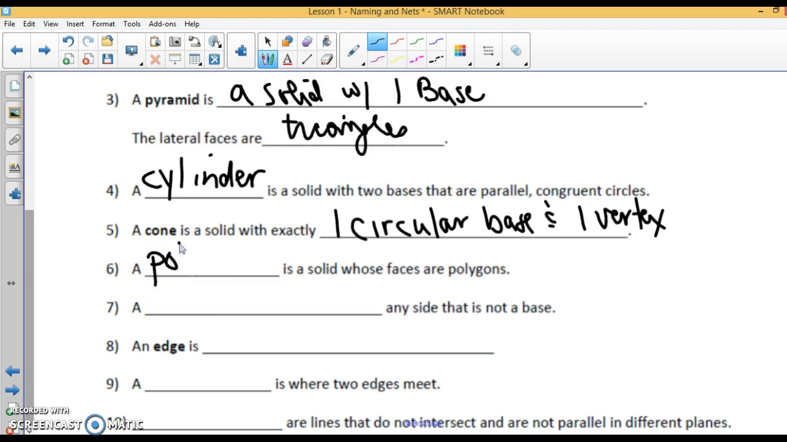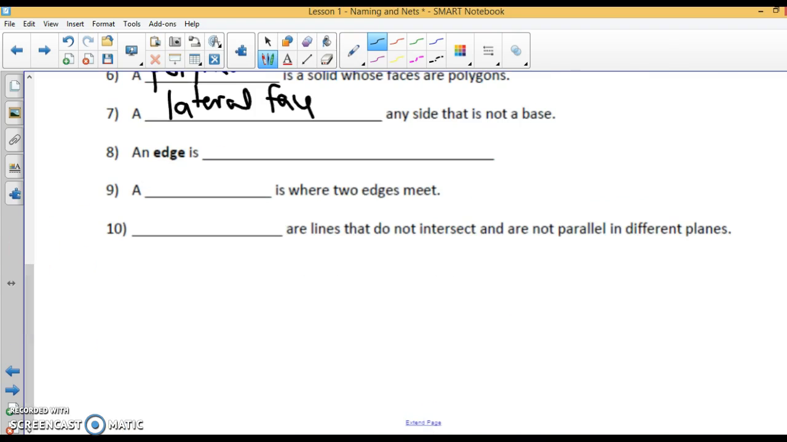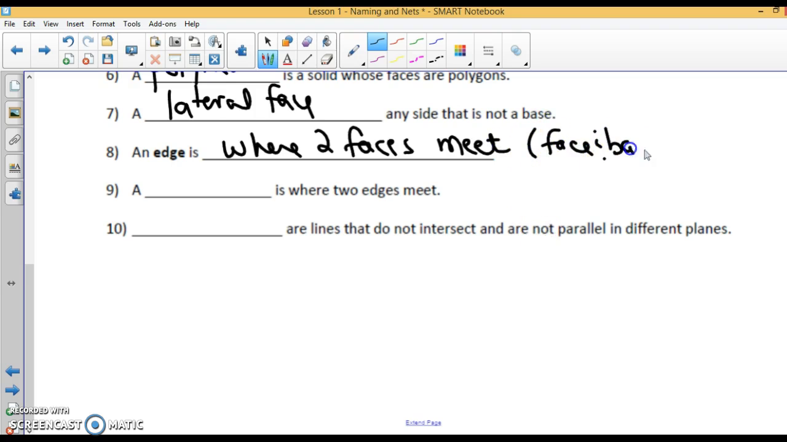A polyhedron is a solid whose faces are polygons. A lateral face is any side that is not a base. An edge is where two faces meet, or it could be a face and a base.